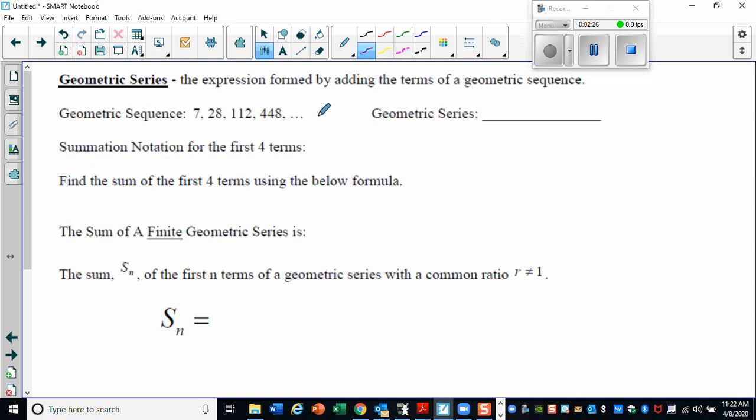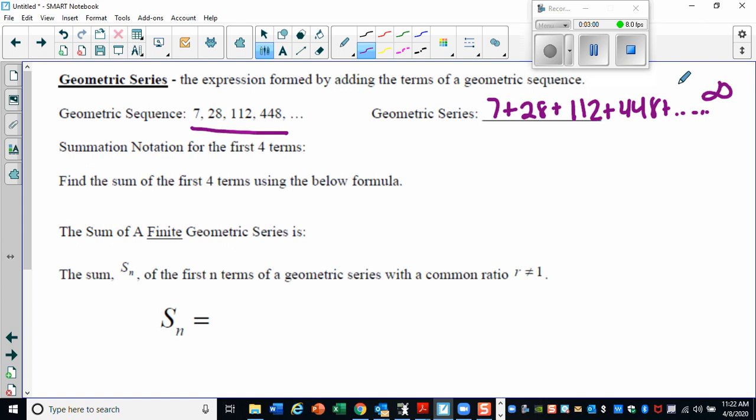All right, so the next thing that we're going to take a look at is geometric series and how we can also find the summation of a geometric series. So let's take a look at this geometric series or sequence. In order to make this into a geometric series, remember what we're going to do is literally just add a plus sign between them. Now remember this dot, dot, dot here, that means we're going to keep doing that until infinity. So that's going on forever and ever.